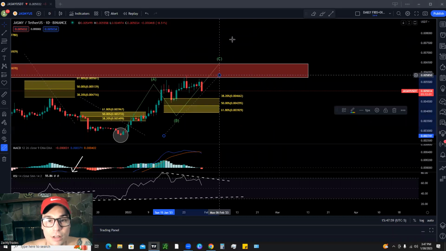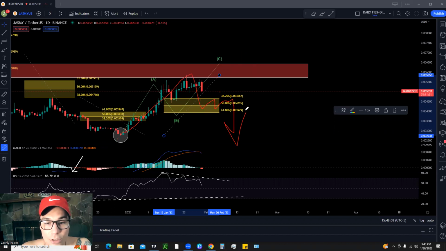So this is going to give us the three major levels of support that we need to hold for JASMY to continue to go higher. Otherwise, if we break these levels, we could head to the downside. Now, those levels are going to be 0.00466, 0.00429, and then 0.00392. Those are going to be the three areas of support where if we don't hold these and we end up starting to close and trade below these on the daily, we could end up getting a reversal back to the downside.